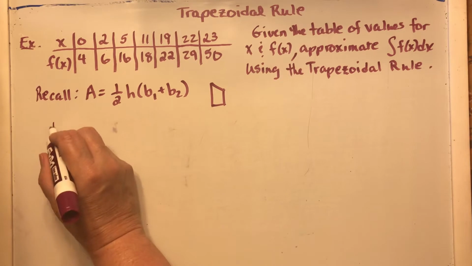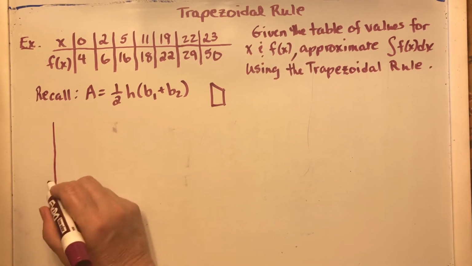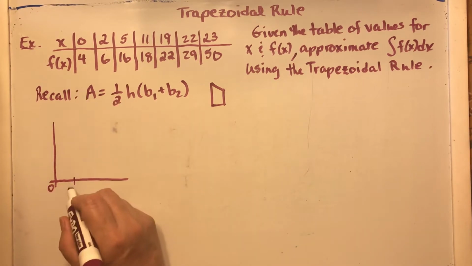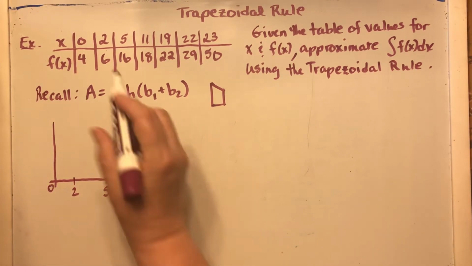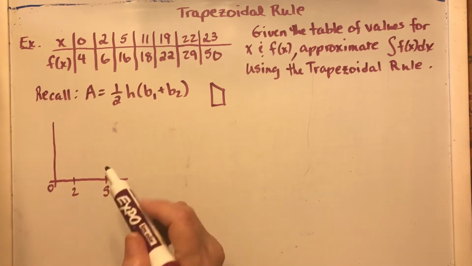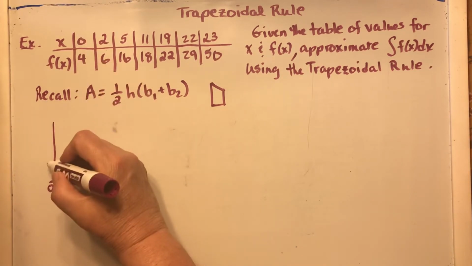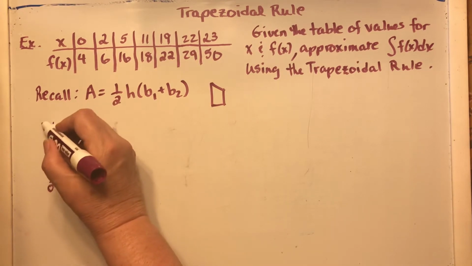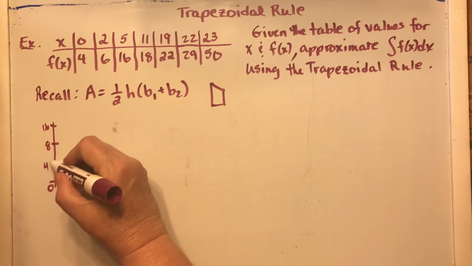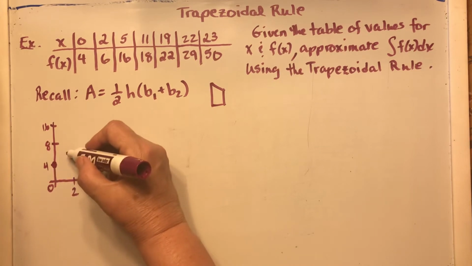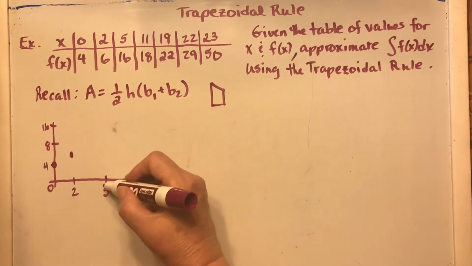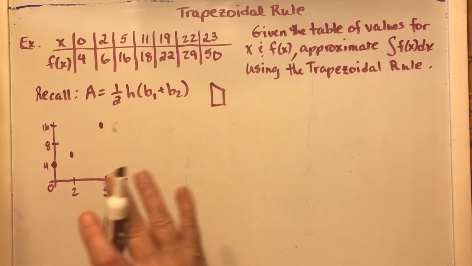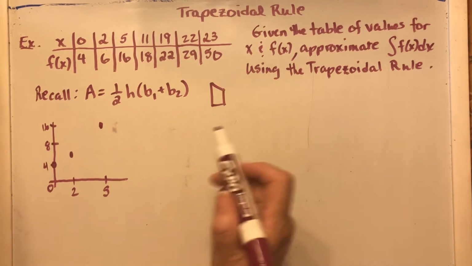So just a quick sketch of just the first, I don't know, 3 points on here. So we've got 0, 2, and 5 are our first x values. 0 goes to 4. I'm just going to put 3 points here. So 4, 8, 16. So at 0, we have a point of 4. At 2, we have a point of 6, which would be halfway between 4 and 8. And at 5, we're up here at 16. And then we could continue to draw that, but that would be a waste of time. There's no need to do that.